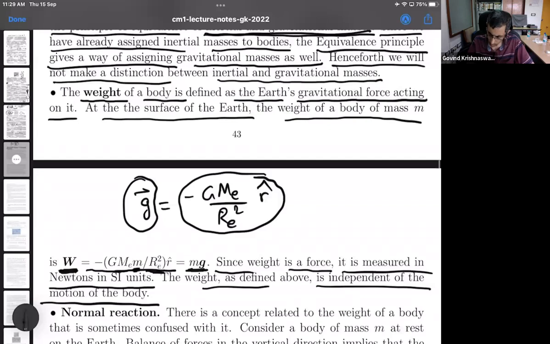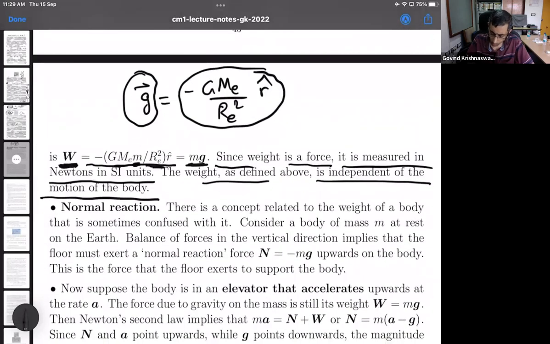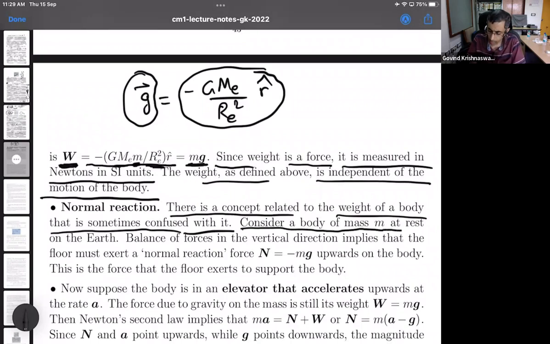There is a related concept, a concept related to the weight of a body that is sometimes confused with it. So let us be a bit clear about this. Consider a body of mass m at rest on the Earth.